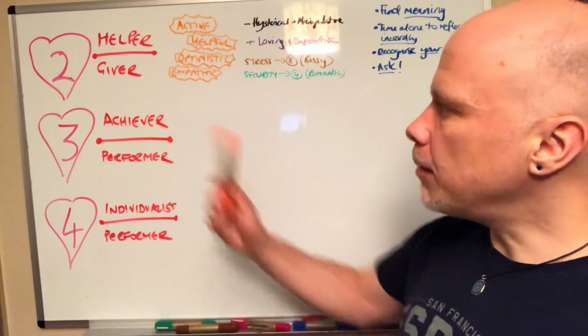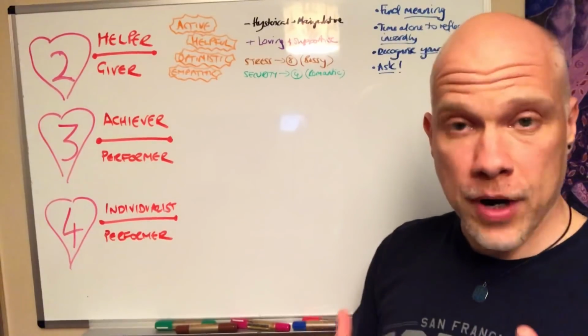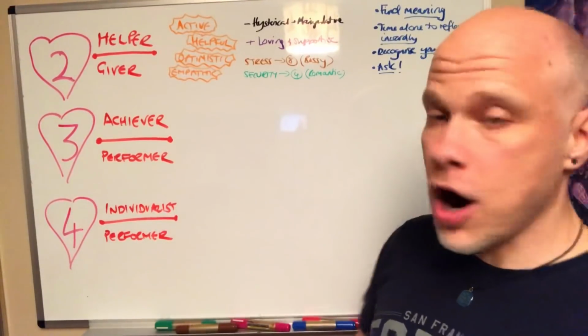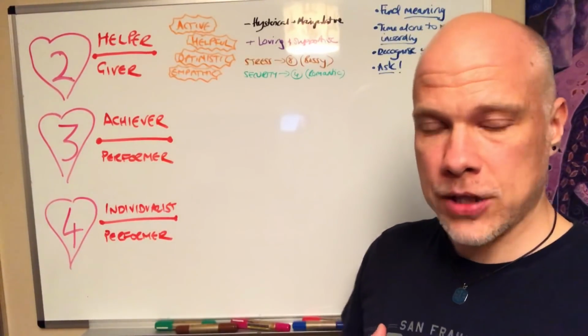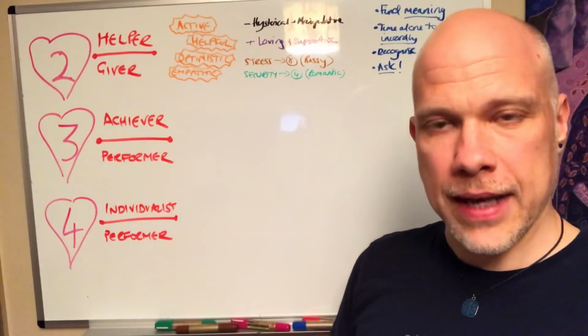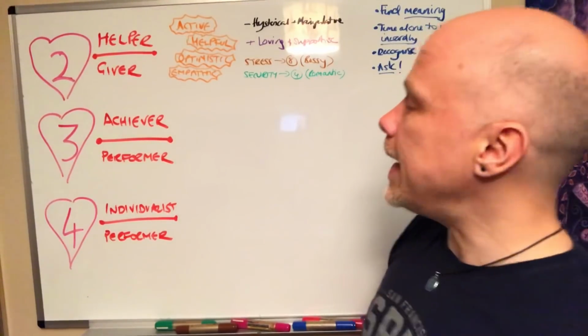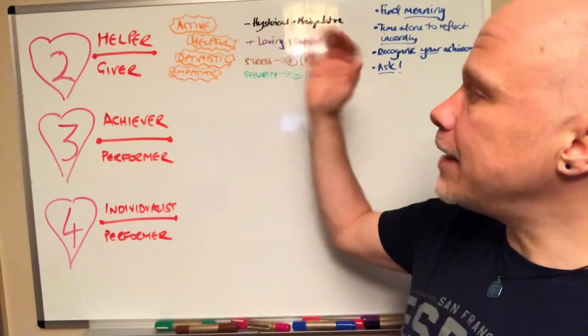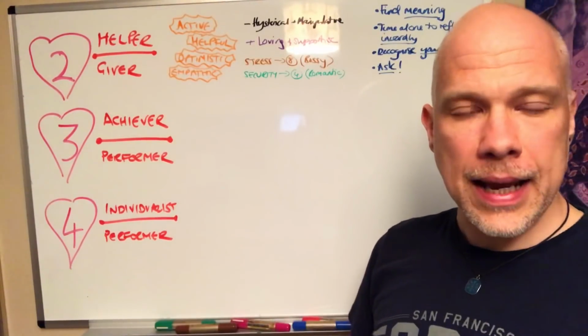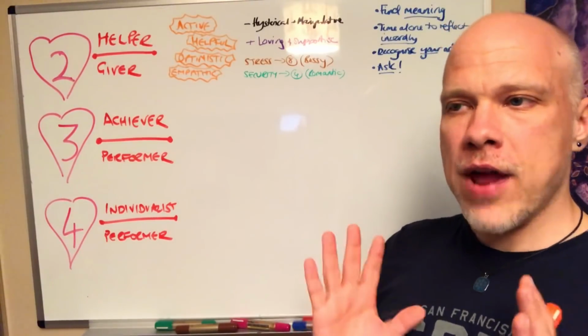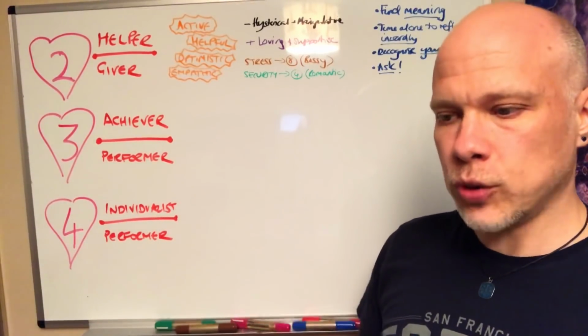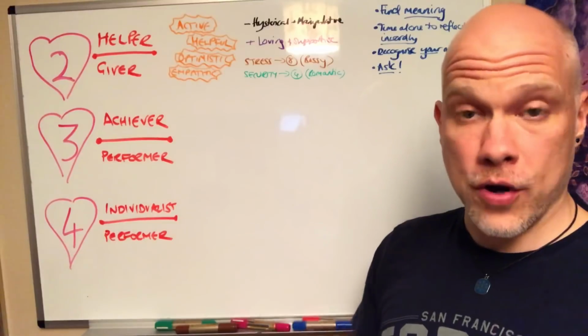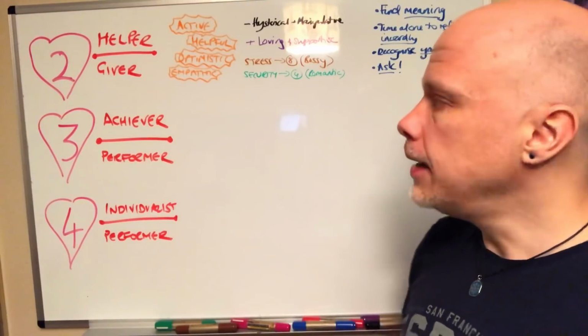So number 2, as I've said, is the helper and the giver, and like all of the heart-centered types, it's very much based on the emotional side of things, and it relates to the world in an emotional way. Number 2s are, as you would tell by the name, active, helpful, optimistic, empathic. They're very other-focused, so they want to be able to demonstrate their helpfulness to others. That is a prime motivator.